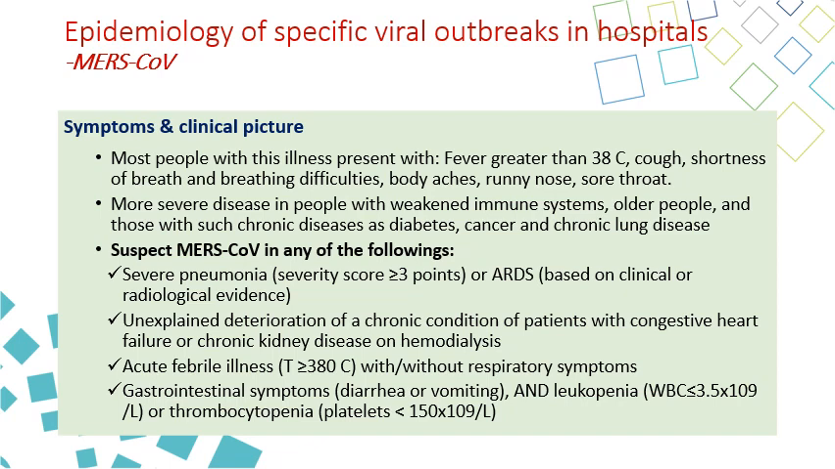How do you suspect a patient with pneumonia or ARDS admitted to the hospital? Unexplained deterioration of a chronic patient who has congestive heart failure or is on dialysis. Acute febrile illness with or without respiratory symptoms. And interestingly, also GIT symptoms like diarrhea, colic, vomiting, when this is associated with leukopenia or thrombocytopenia. So if the ER physician finds any of these symptoms, he should suspect MERS-CoV and should test for MERS-CoV.